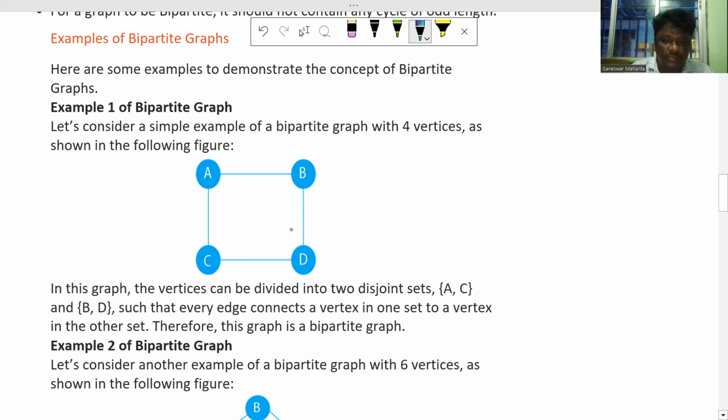AC, BD. Just remember, every edge connects a vertex in one set to a vertex in the other set. Therefore, this graph is a bipartite graph. This vertex is connected to this vertex, and every vertex is connected across, and AC and BD are mutually exclusive. They are two disjoint sets. That's why this graph is called a bipartite graph.